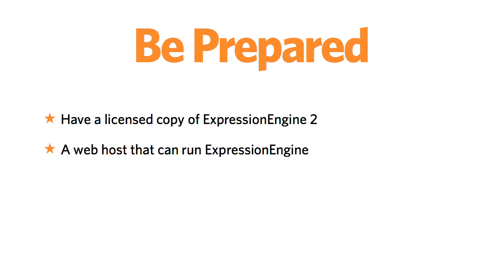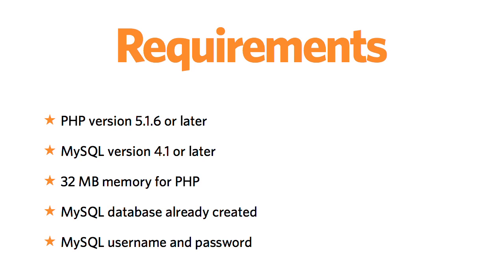I'm also going to assume that you have a web host or a place where you can install and run Expression Engine. If you don't have a web host, you want to make sure that they, of course, support PHP and MySQL applications, and that they meet the requirements for Expression Engine. The requirements are PHP version 5.1.6 or newer, MySQL version 4.1 or newer. You need to have 32 megabytes of memory allocated to PHP, and you need to make sure you have a MySQL database, a username and password to access that database. You also want to make sure you have the database name handy, because in just a minute, we're going to need to enter that information.